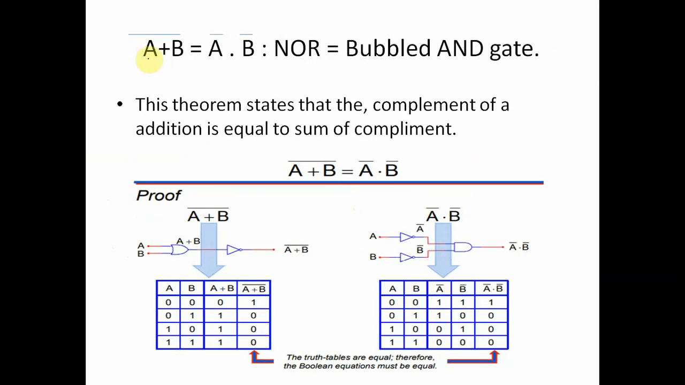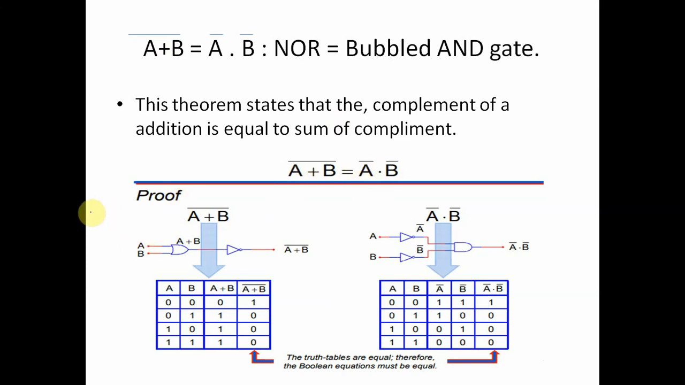Now the second De Morgan's theorem is that (A plus B) bar is equal to A bar dot B bar. (A plus B) bar is the mathematical expression of a NOR gate, and a NOR gate is equal to a bubbled AND gate. This theorem states that the complement of an addition is equal to the product of the complements. So here I am taking (A plus B) bar is equal to A bar dot B bar.